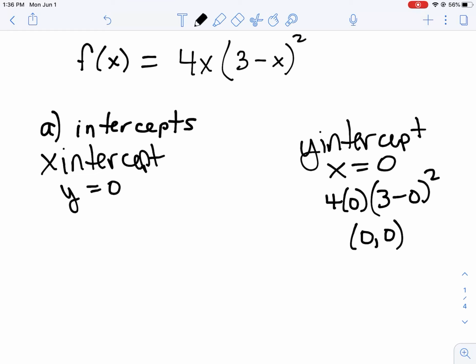which also means it's the intercept over here, at least one of them, for the x-intercept. Remember, there's only one y-intercept if it's a function. Only one y-intercept if there's a function. There can be multiple x-intercepts. And this one is nice because it's already factored for us.